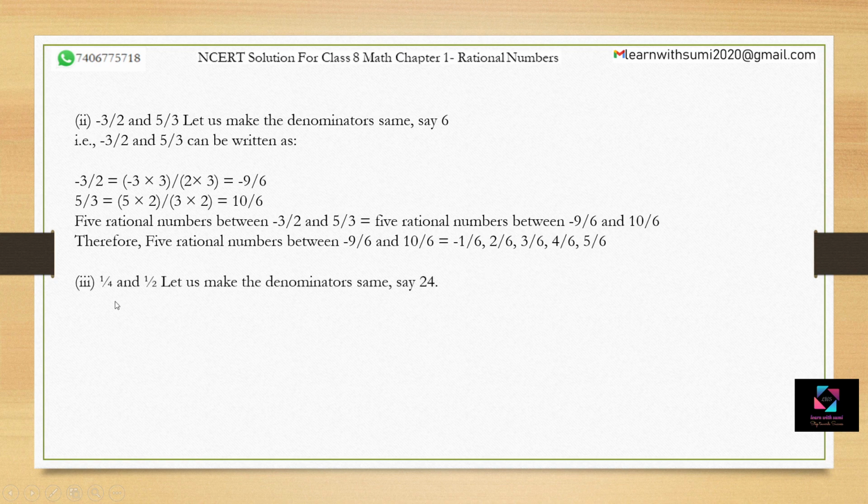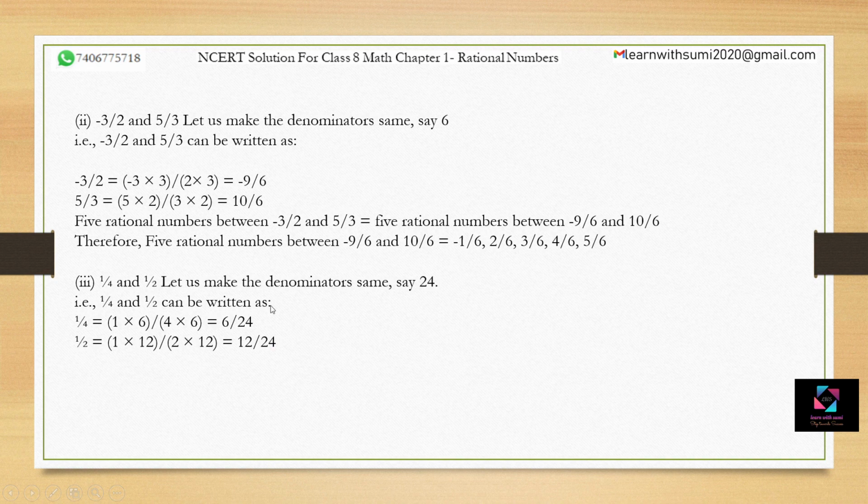Now I'll move on to the next question: 1 by 4 and 1 by 2. Let us make the denominator the same, say 24. If we make the denominator equal to 24, of course the numerator also changes. So I'm going to multiply the denominator 4 by 6 so that it gives us 24 as the product, and the numerator also changes to 6. Okay, fine. We'll move on to the next one, 1 by 2. 1 times 12 and 2 times 12 gives us 12 by 24.